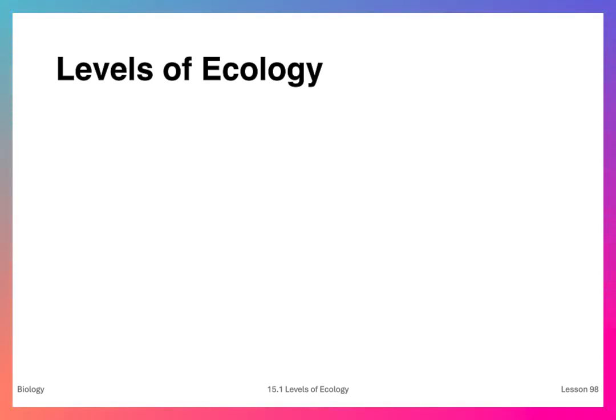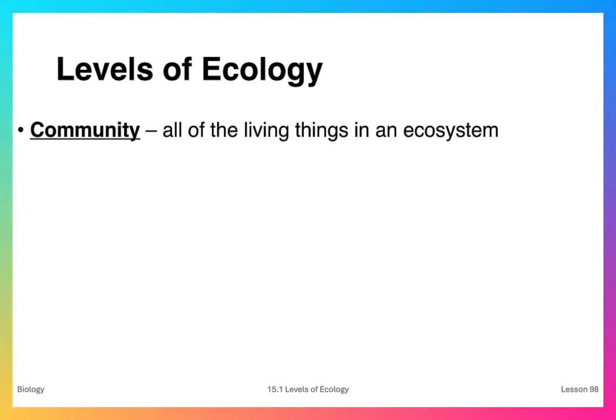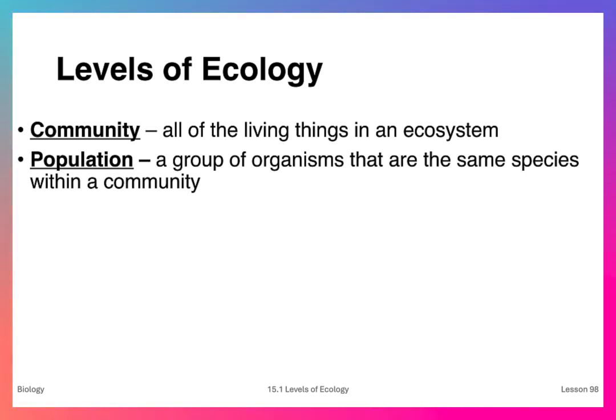And as we talk some more about the levels of ecology, we talked about the biosphere, working down to biome, working down to ecosystem, and then inside an ecosystem is a community. And a community is all the living things that exist within an ecosystem. So within that community is a population. So you have an ecosystem that has a community of organisms. Within the community of organisms are the populations that exist. And so that's all the organisms that are of the same species within the community.